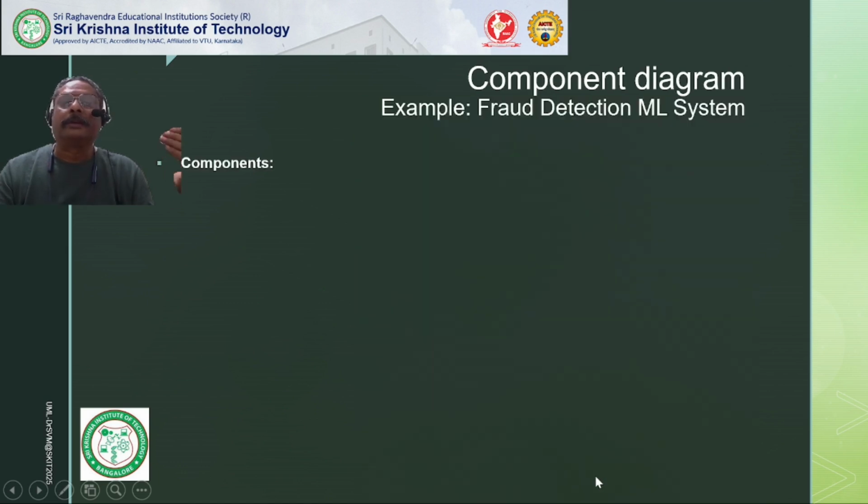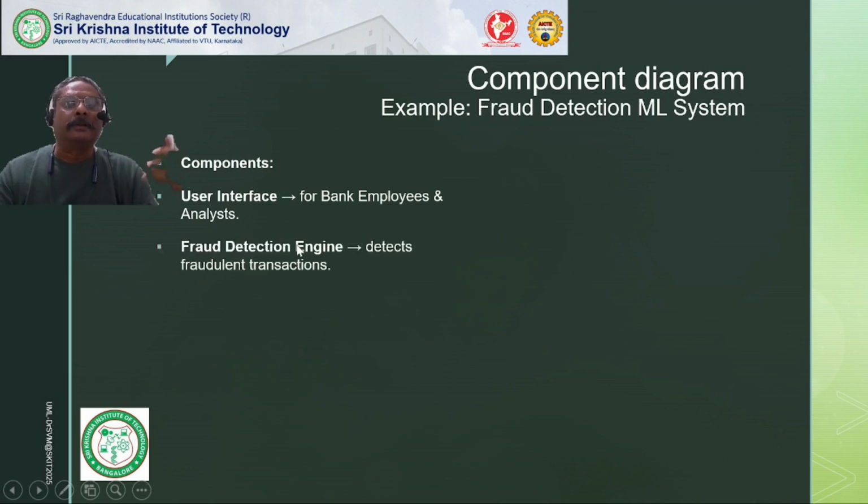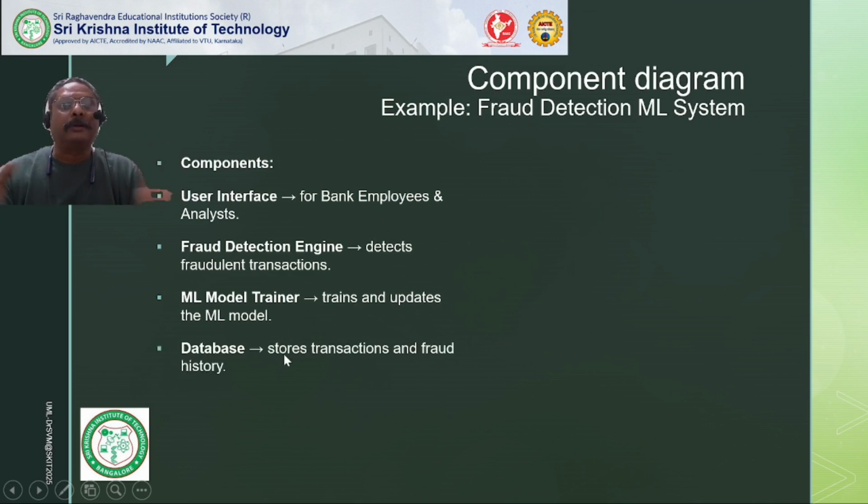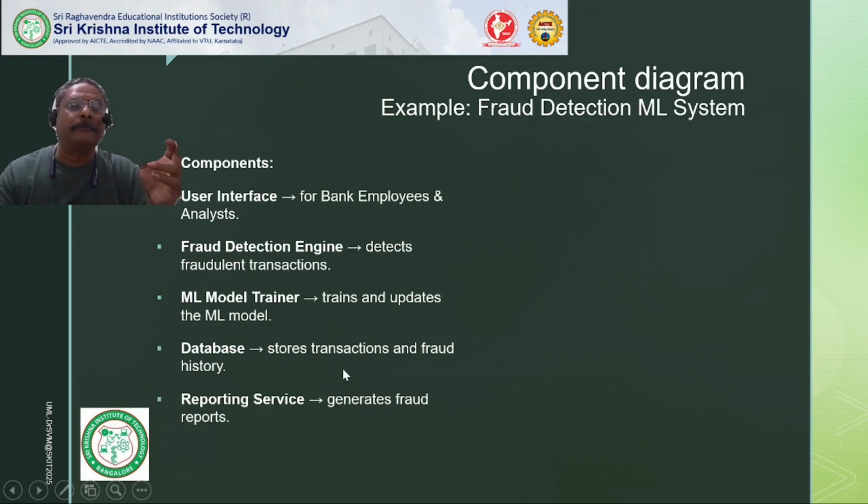Taking a fraud detection machine learning system as an example, the components we have are a user interface for the bank employees and so on. Then we have a fraud detection engine that detects fraudulent transactions, and a component called the ML model trainer that trains and updates the machine learning model. We have a component called database that stores the transactions and the fraud history. Then we have the reporting system that generates fraud reports and so on.